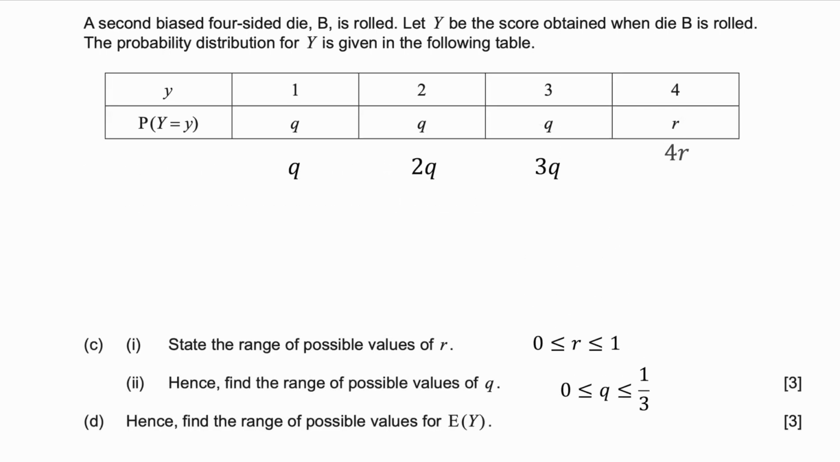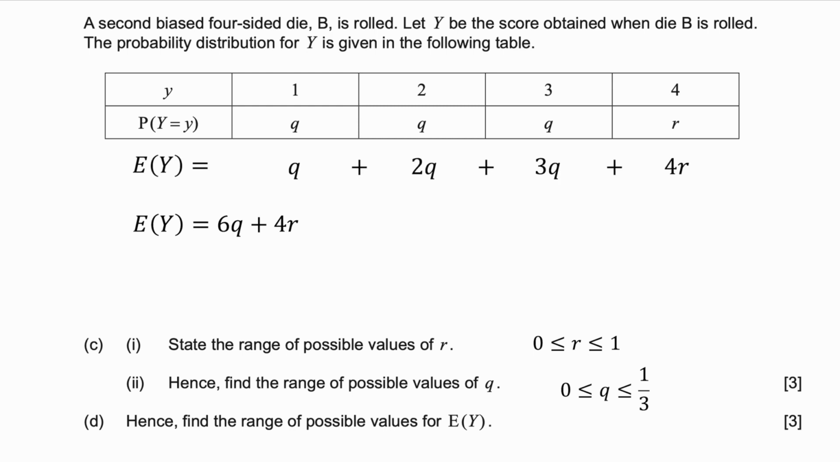Now, it says state the range, we go to part D now. It says hence find the range of values of E of Y. Okay, so E of Y is the expected value of Y, and we get that by multiplying Y by the probability. 1 times Q is Q, 2 times Q is 2Q, 4 times R is 4R, etc. And adding them all together. So E of Y is Q plus 2Q plus 3Q plus 4R, which is 6Q plus 4R.